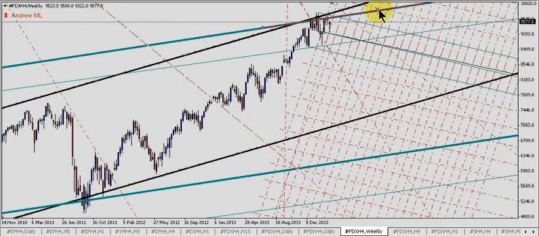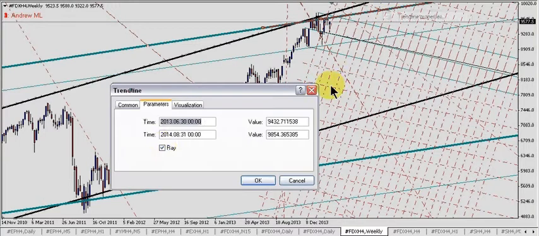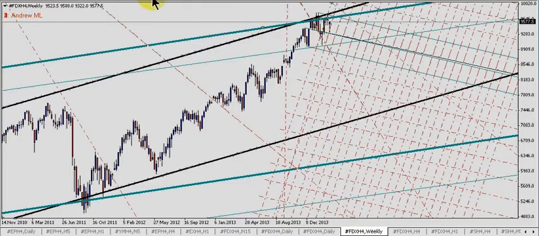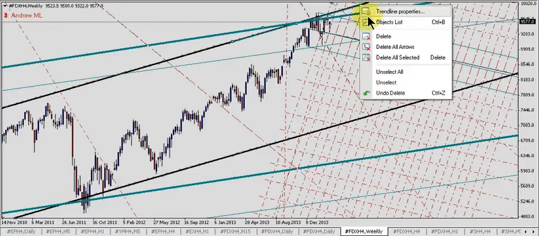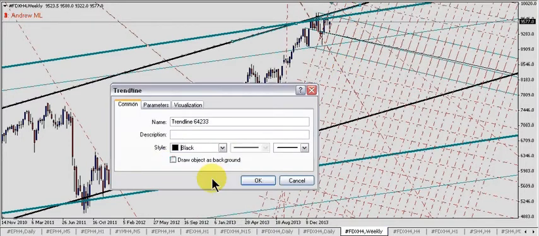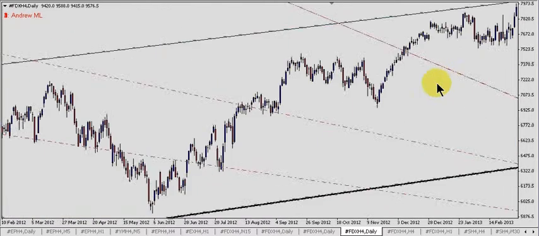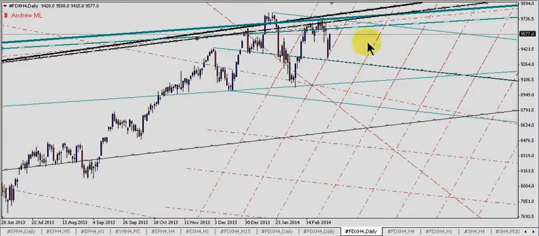We're going to go over that and let's make that green. And let's do the same for the black one, because I'm going to show you when we drop down to the daily, this should be black, so we're just going to make that black. Okay, now we're going down to the daily, and we'll scroll forward, and we see these lines have actually changed position.